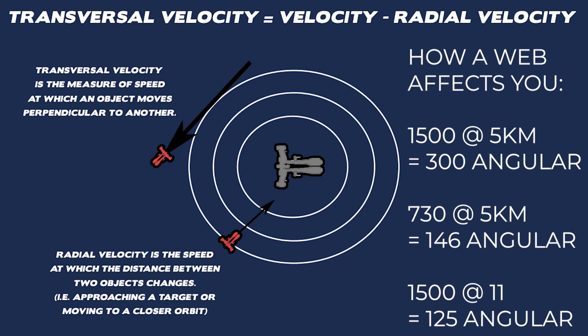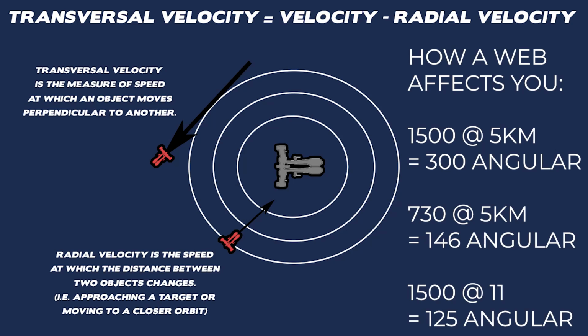If you were to then try and move out of web range, and the average web range, thank you Captain Benzie for letting me know, is 11 kilometers. I didn't know if it differed from the usual ones that you can get on the market, but he assures me that the average web range of a standard rat is usually about 11 kilometers. So we're going to use 11 kilometers for this example. If you were to move out to 11 kilometers and try and escape the range of the web, your angular velocity would actually be lower than if you were webbed at 5 kilometers at 730.